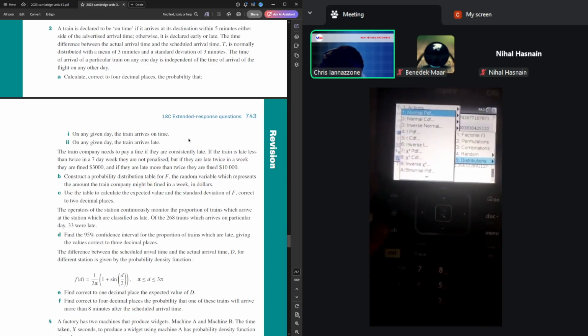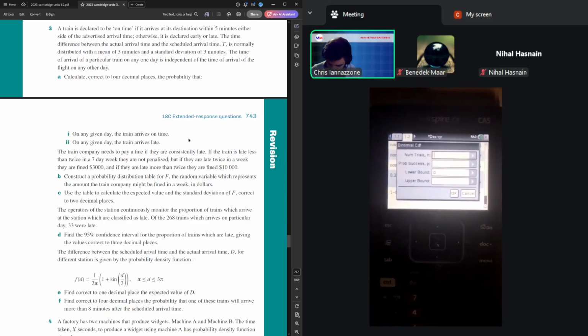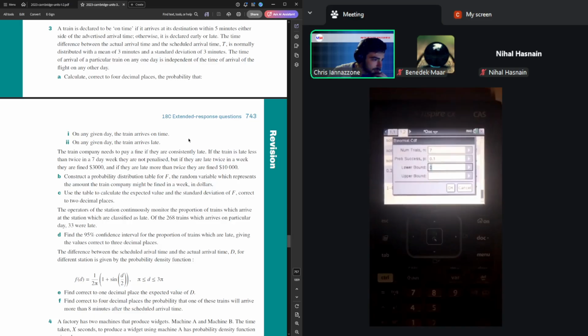Binomial CDF for this, because we're doing a range of outcomes. 7 trials, probability of success. We're just going to put a dummy variable in there to fill in later, so I can copy paste our already calculated probability. And for this one, it was lower bound of 0, upper bound of 1, because it was less than 2, not less than or including twice.